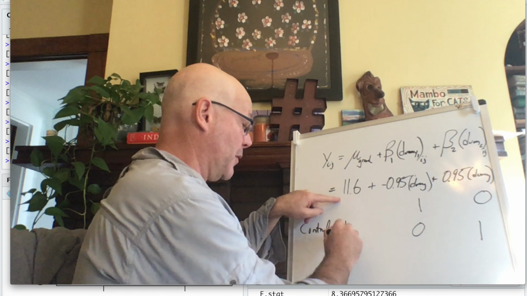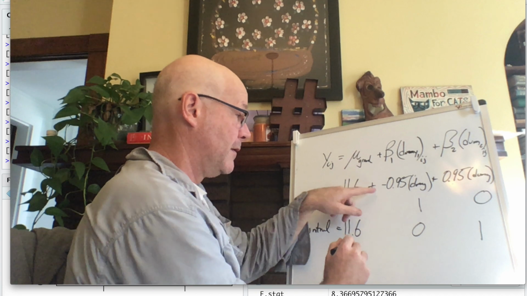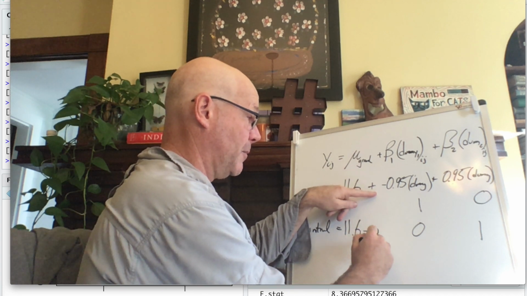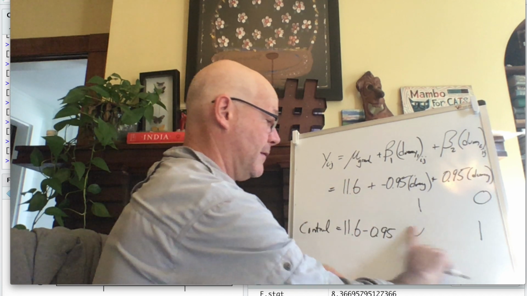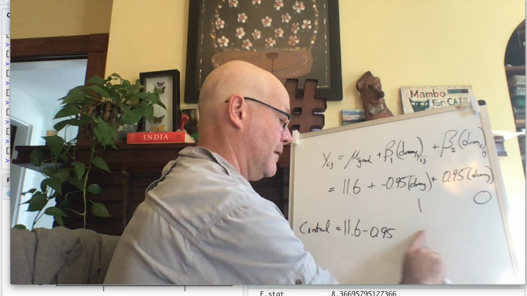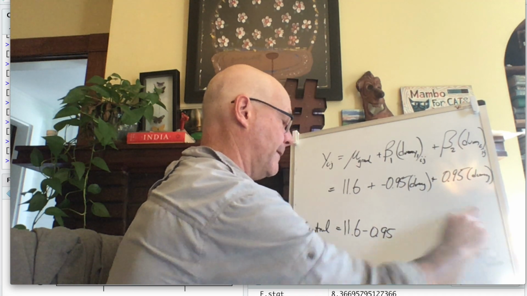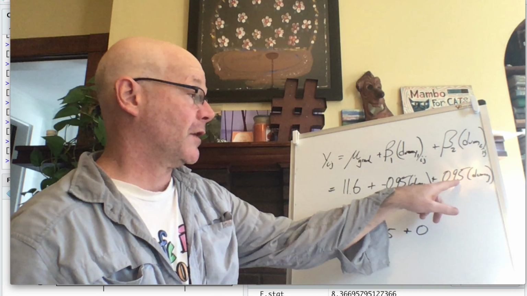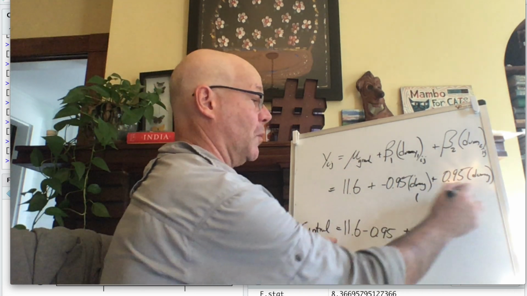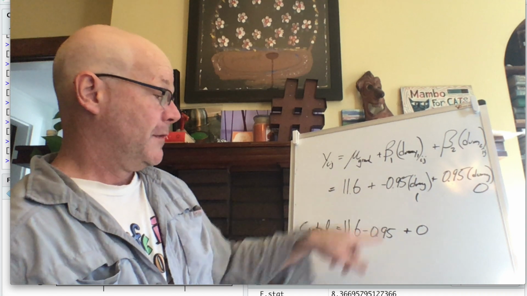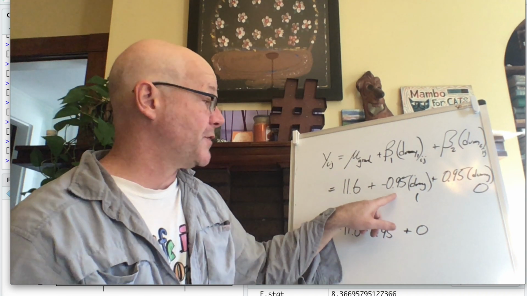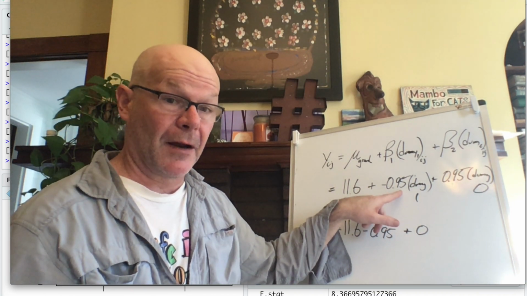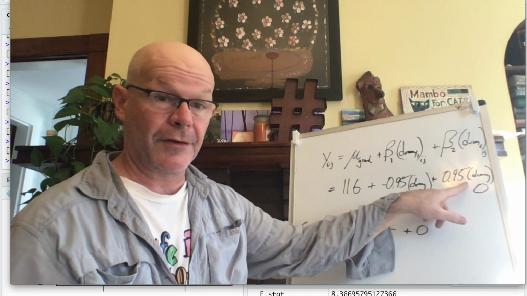It would be 11.6 minus 0.95 plus 0, right? Because our dummy coding for the control group would be 1 and 0. And so basically we're just flipping switches, saying this is going to stay on in the model when we're interested in the control group, and this is getting turned off.